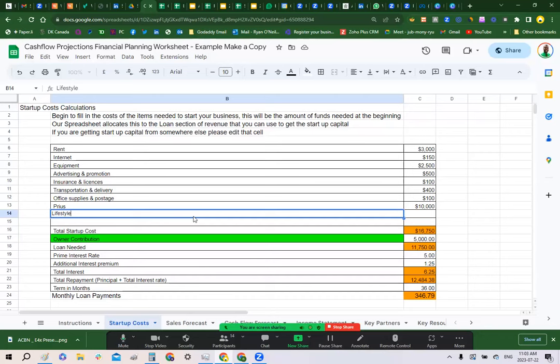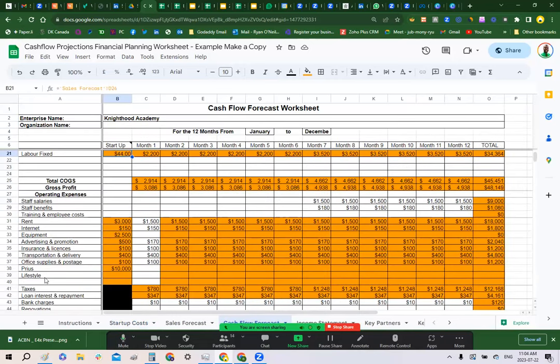One thing that I do want to start adding in is lifestyle, but not yet, because you need to make enough money to live the life that you want. But I'm going to put it here as just a placeholder, and I'm not going to put anything in the cost just yet. But you'll notice when I put in lifestyle, if I go to cash flow projections, it'll add it in as a line item.